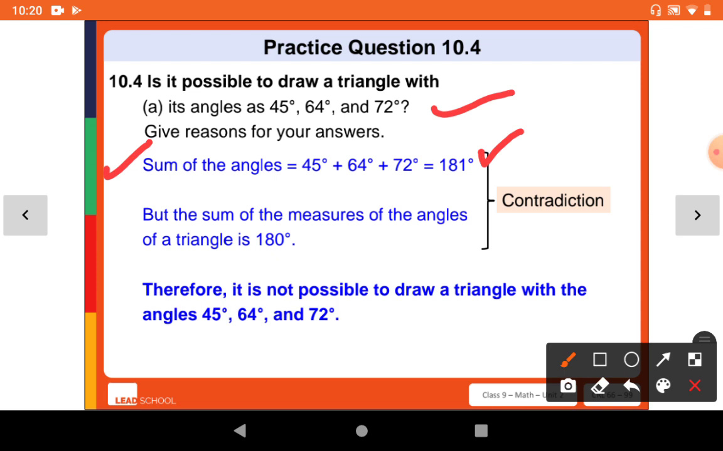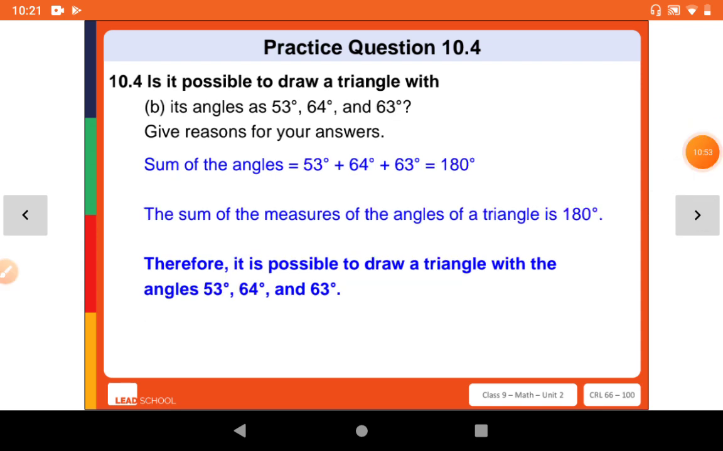Contradiction means ये हमारी किसी भी previously proved statement के against है, right? But the sum of the measures of the angles of a triangle is 180 degrees. अब ये थ्योरम नंबर 7 जो हमने स्टडी किया है उसे कॉन्ट्राडिक्ट कर रही है. उसके स्टेटमेंट में क्या था, द टोटल शुड बी इक्वल टू 180 डिग्रीज, बट यहाँ पे कितना आ रहा है, it is 181 degrees. Therefore, it is not possible to draw a triangle with the angles 45 degrees, 64 degrees and 72 degrees. Okay, pause the video and note down the solution.